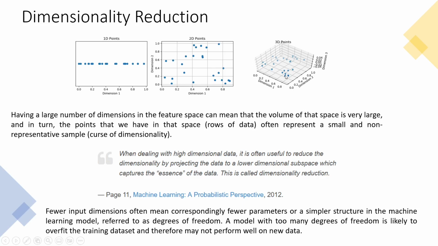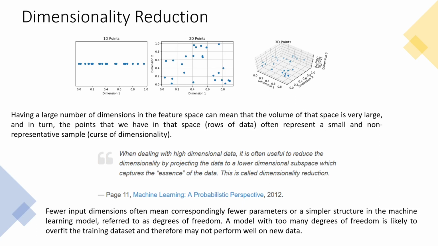Okay, this is sometimes a good thing, but usually a bad thing, because the distance metrics, such as the Minkowski distances, start losing their meaning if you have too many dimensions. Okay, that's something we call curse of dimensionality. And having a large number of dimensions in the feature space can mean that the volume of that space is very large, and in turn the points that we have in that space often represent a small and non-representative sample. This is the formal definition of curse of dimensionality.